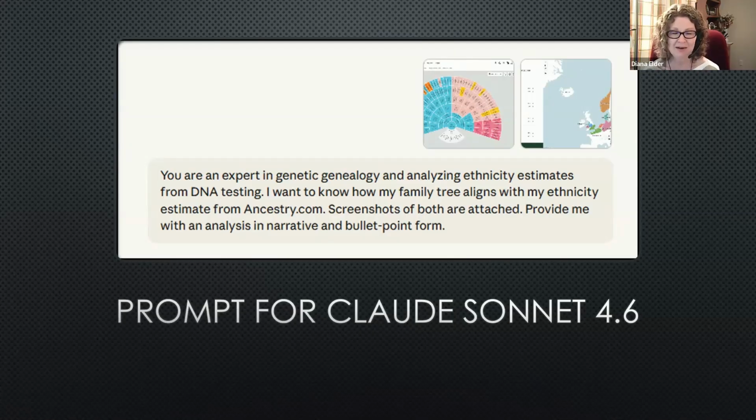So I gave it some interesting context, and I'll do an up close picture of these in just a minute. But I basically gave it a screenshot of my Ancestry ethnicity, and a screenshot of my fan chart in FamilySearch by locality. And then I gave it this prompt. You are an expert in genetic genealogy and analyzing ethnicity estimates from DNA testing. I want to know how my family tree aligns with my ethnicity estimate from Ancestry.com. Screenshots of both are attached. Provide me with an analysis in narrative and bullet point form.